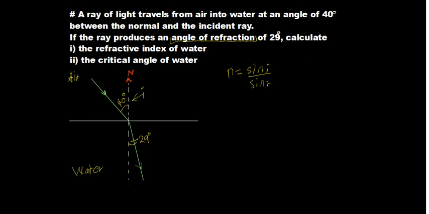Then the R is this one. So we're just talking about sine 40 divided by sine 29. Okay, we go to our calculators.